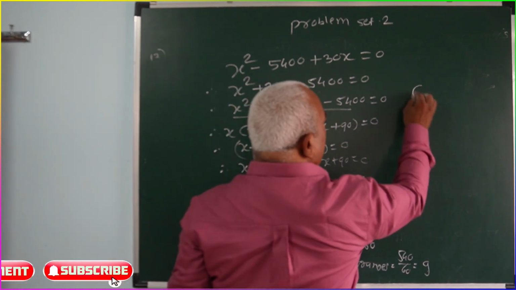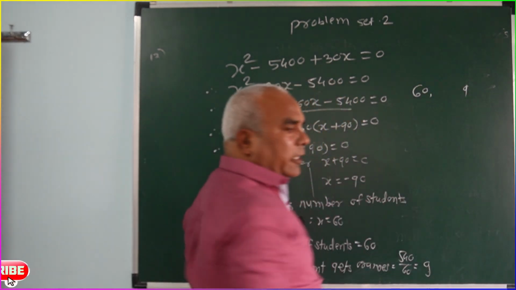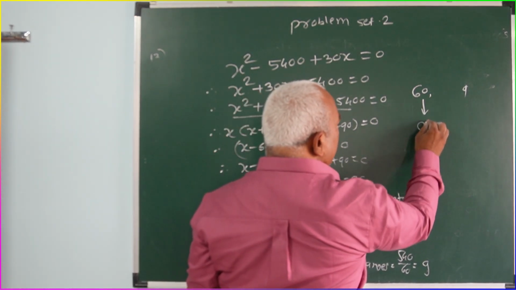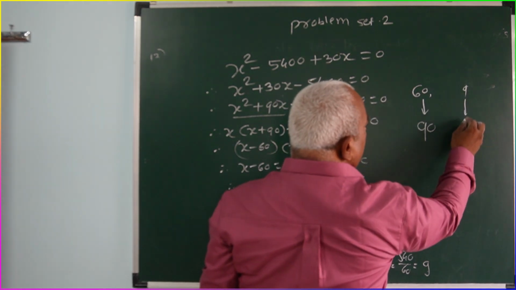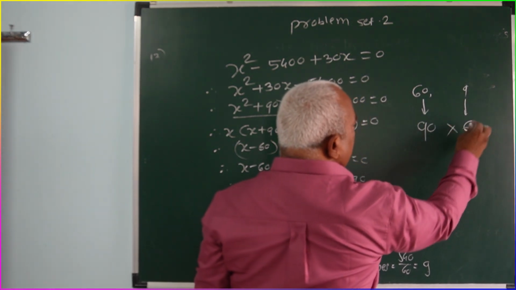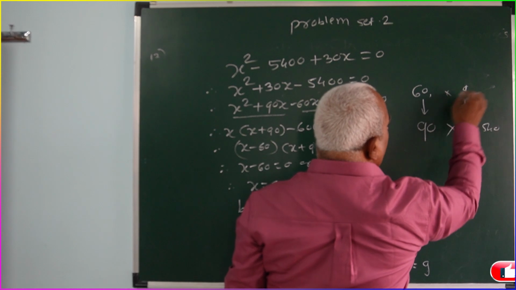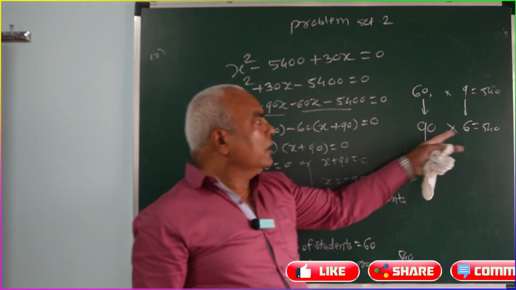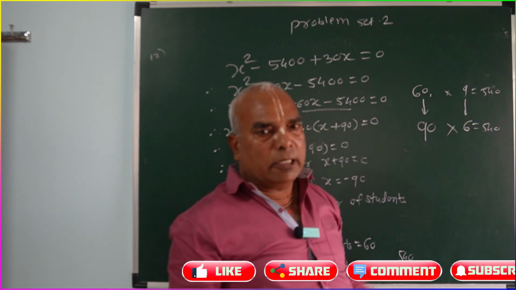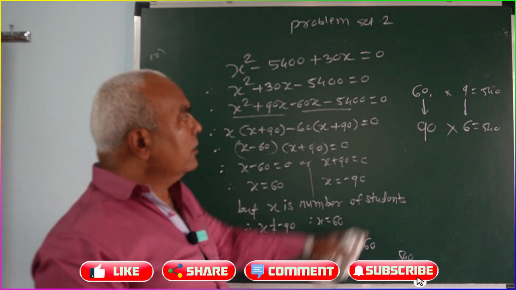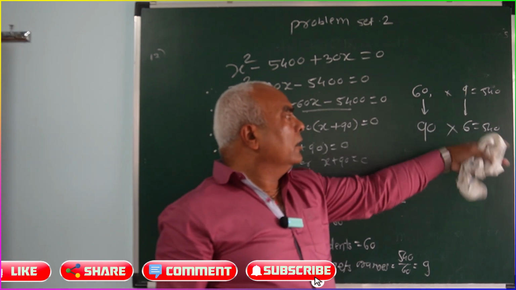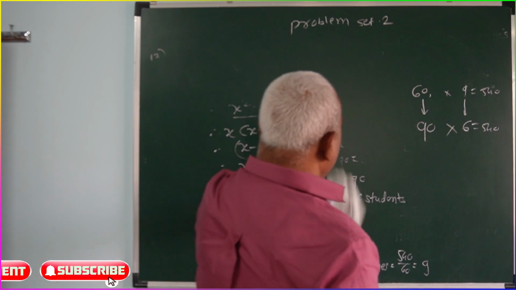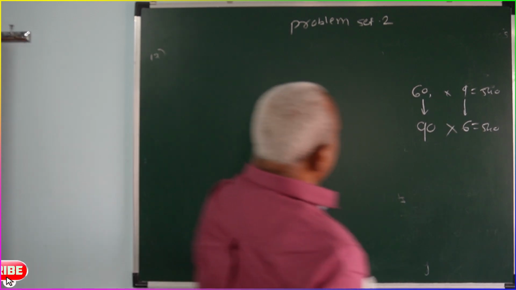See here, the original students were 60 and each one was getting 9 oranges. But when 30 students increase, students become 90. Each one gets 3 oranges less, getting 6. This also is 540, because 9 times 6 and 6 times 9 give the same answer, 540. Therefore, if 30 students increase, each one will get 3 oranges less. Therefore, the original number of students was 60 and each one was getting 9 oranges.